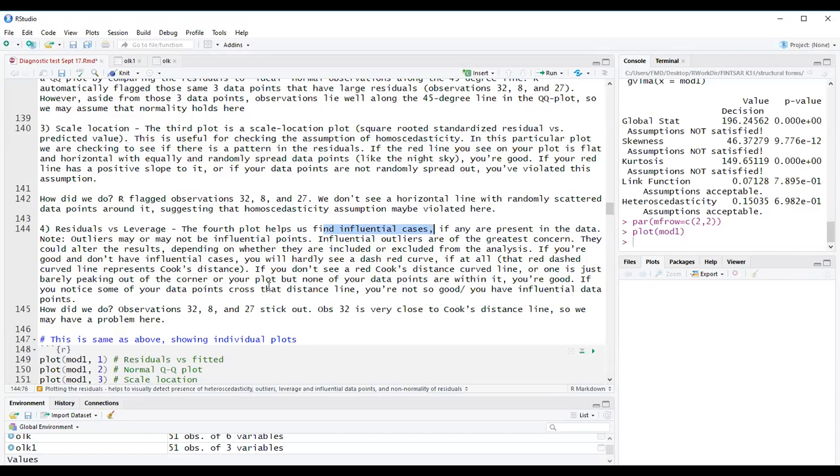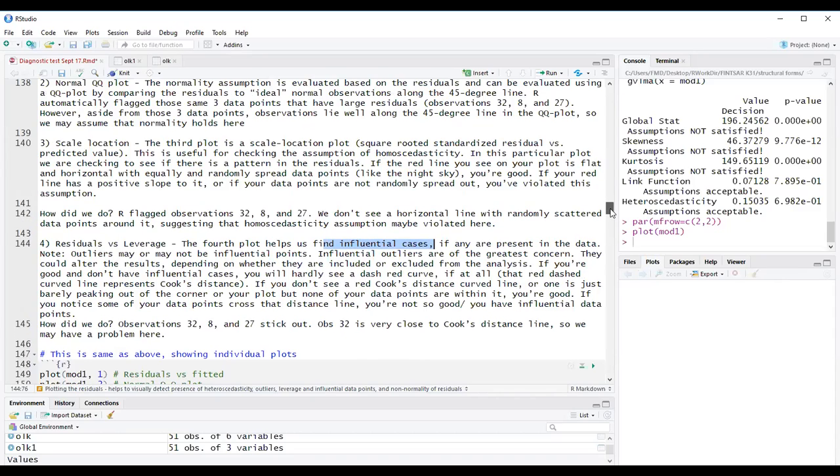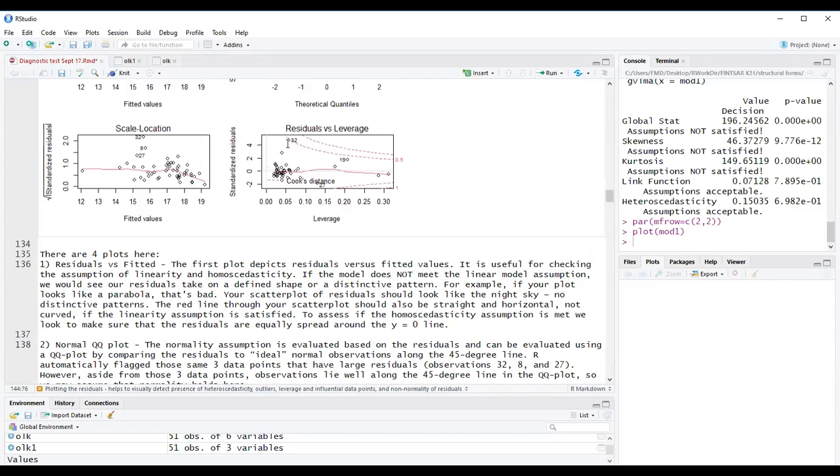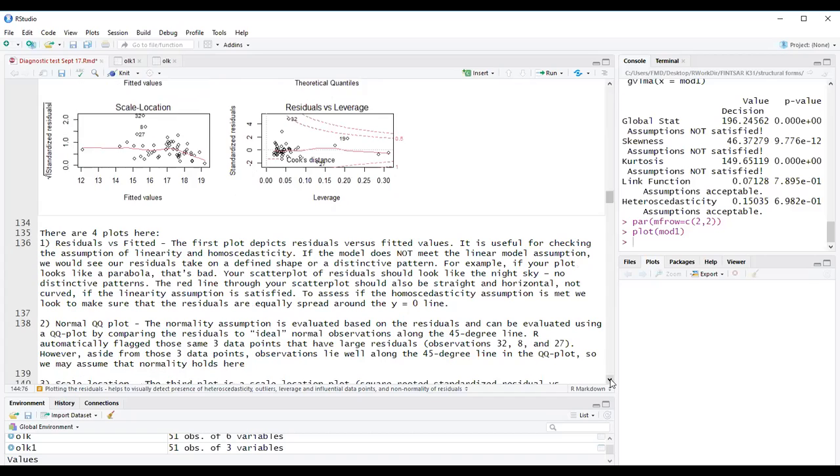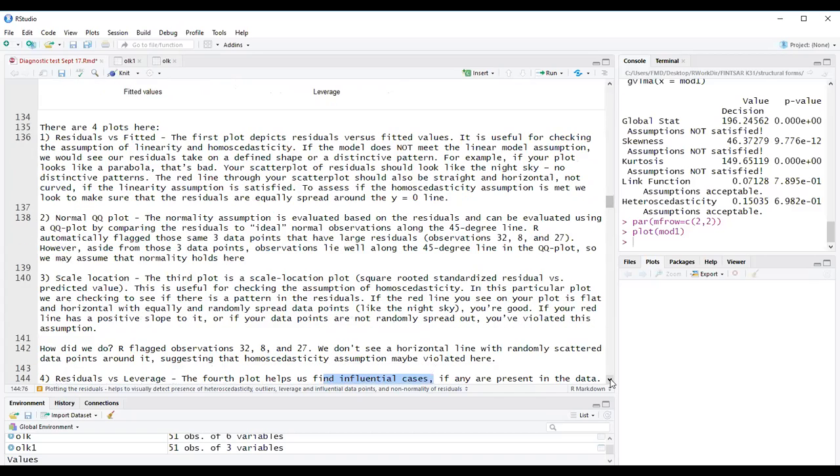Kung wala naman tayong influential cases, okay, ano sabi dito? You will hardly see a dash red curve. Kaso sa atin meron, may red curve, oh. Ito sa point 30, si 32, andyan, yung sa red dash line na yan, nasa 0.5 niya dito. Tapos may isa pang level. Okay. Ibig sabihin, parang nadidelikado tayo dito kay 32. Pero yung 8 at saka 27, parang nawala. Iba yung nag-reflect dito, 19. Pero sa 19, medyo malayo naman sa Cook's distance. Ito na si 32, guys, ang maaaring candidate for influential.